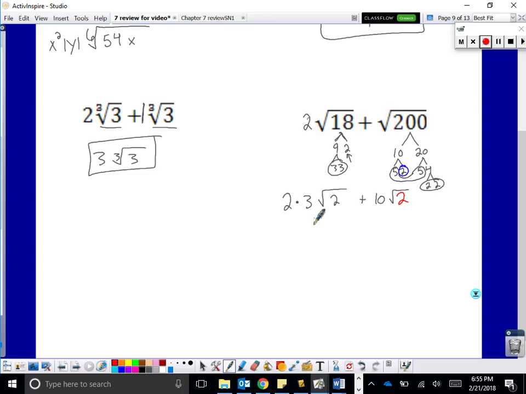So this right here, 2 times 3 is 6 square root of 2, plus 10 square root of 2. It's going to give me 16 square root of 2. Okay, so if you pause the video there, just make note, I changed it up a little bit. I put a 2 in there so that this was 2 times 3.